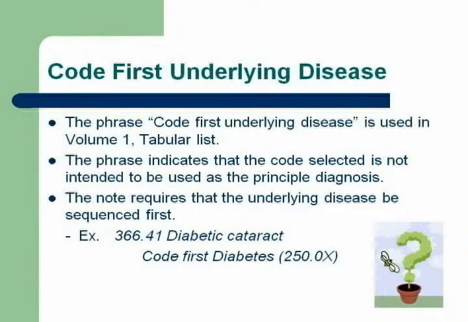"Code first underlying disease" is a phrase that indicates the code selected is not intended to be used as a principal diagnosis. This notation must always be followed as it instructs the coder to identify an underlying disease or cause that is present. Therefore, two codes are needed to fully code the diagnostic statement. The two codes must appear in the order stated. The underlying disease is sequenced first.